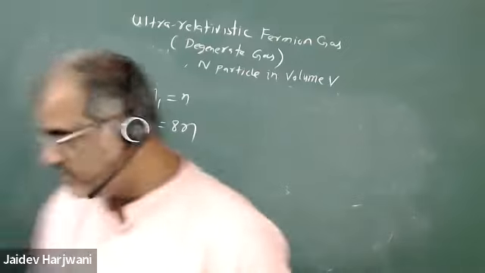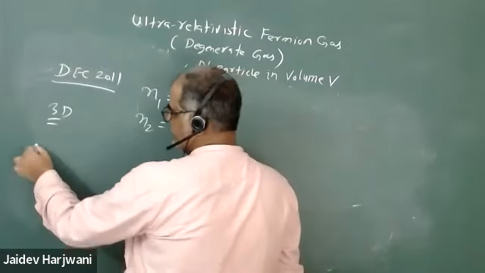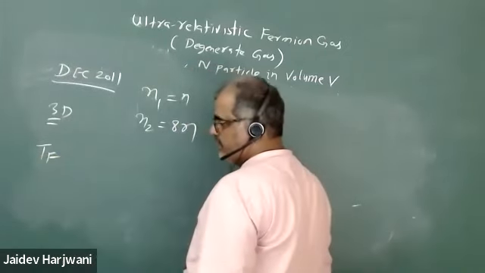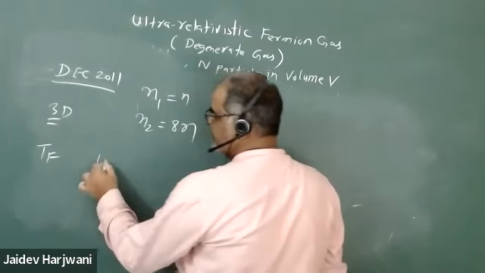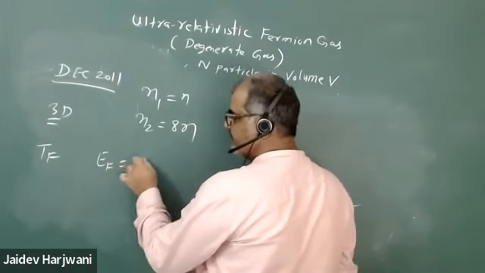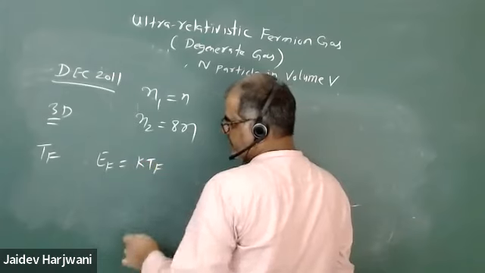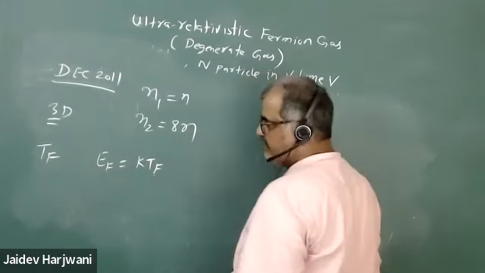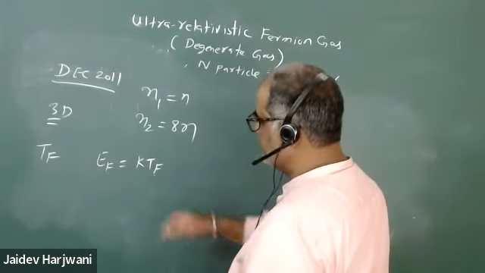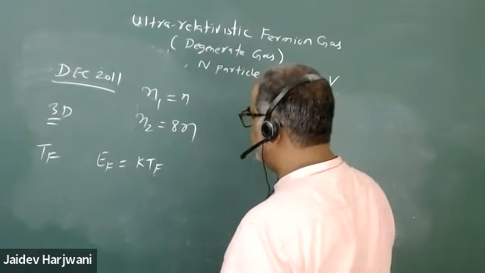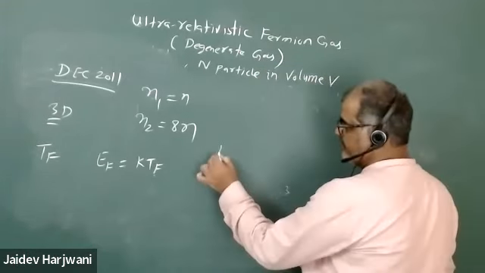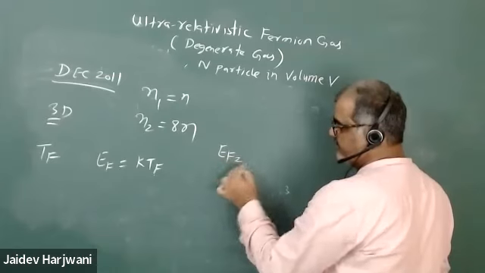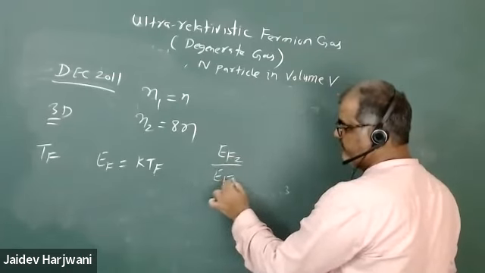What about the Fermi temperature? Fermi temperature means T, what will be about TF? So we know EF is nothing but kTF. So as your Fermi energy changes, your temperature will change by the same amount. Say in the second case Fermi energy is EF2, and in the first case Fermi energy is EF1.